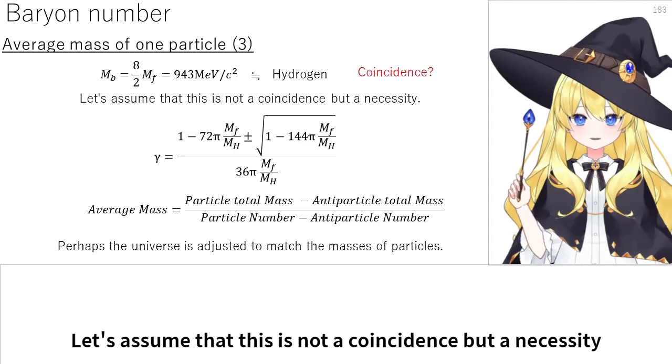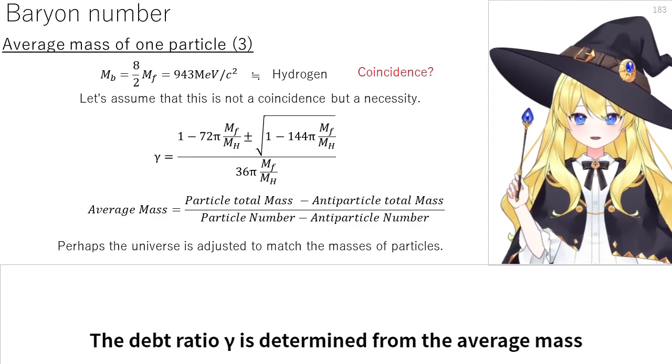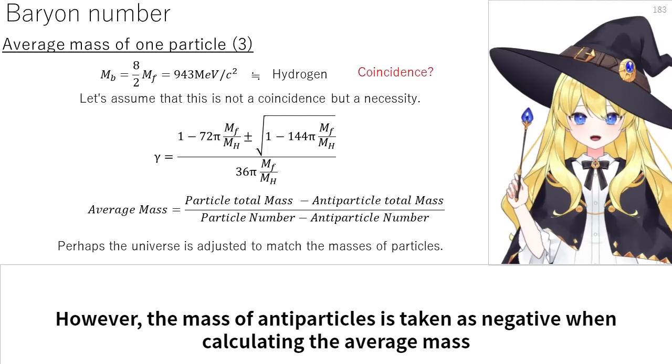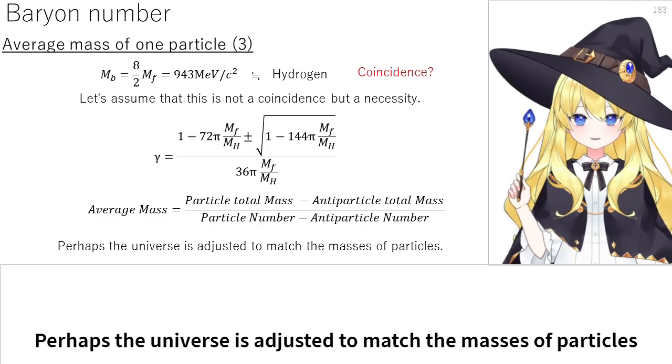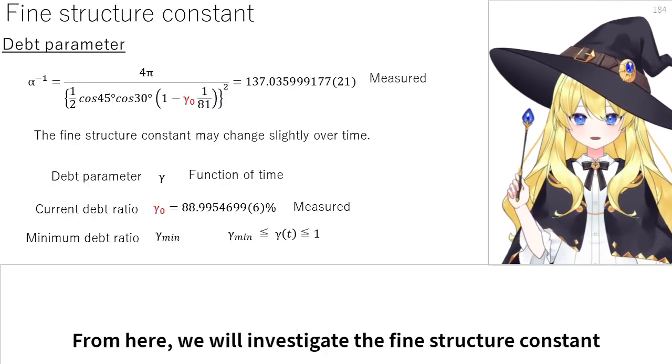Let's assume that this is not a coincidence but a necessity. The det ratio gamma is determined from the average mass. However, the mass of antiparticles is taken as negative when calculating the average mass. Perhaps the universe is adjusted to match the masses of particles. From here, we will investigate the fine structure constant.